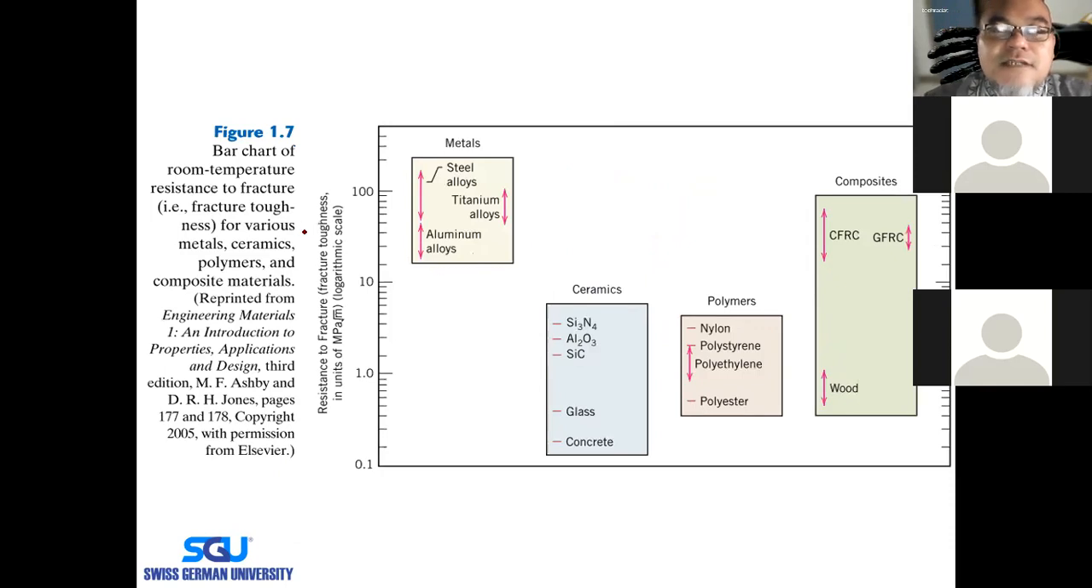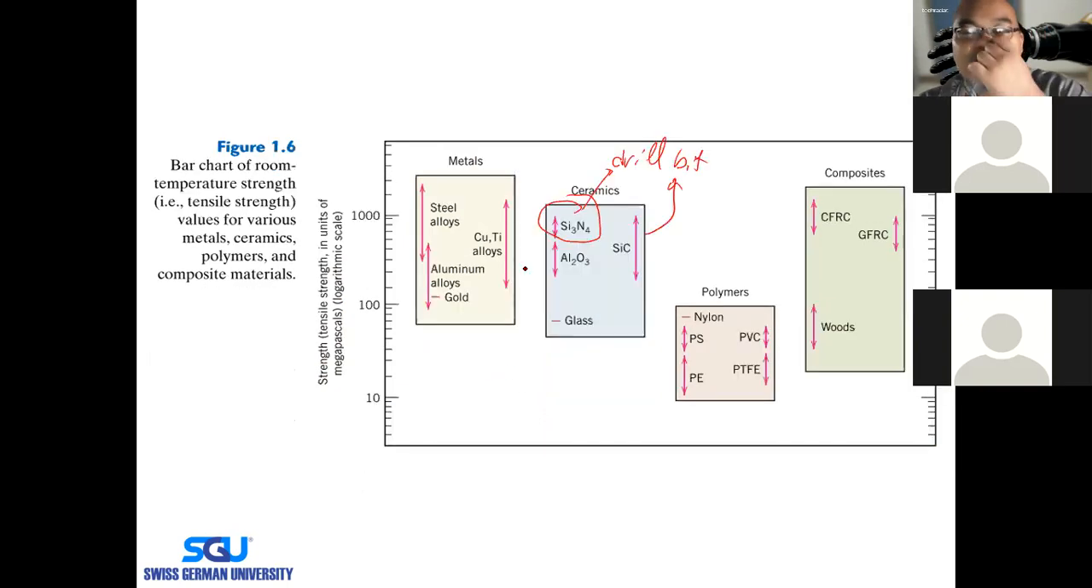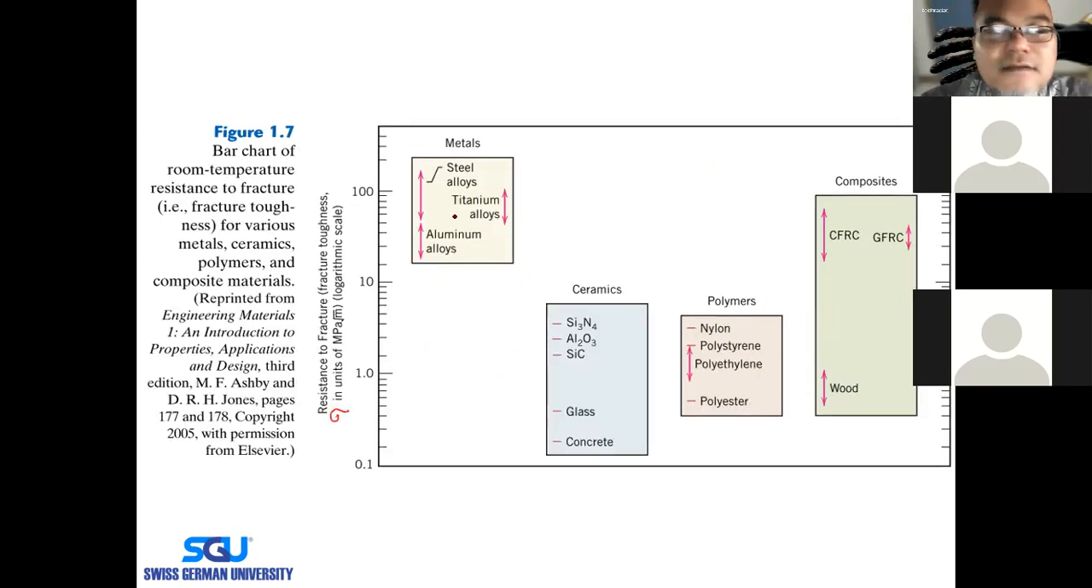This is resistance to fracture, or what we call fracture toughness. The unit is megapascal, because megapascal is the stress. The stress is the point before it breaks. So metals have the highest. Ceramics on the other hand are low. Why is it? Here it has the highest strength, but why is it not tough towards fracture?